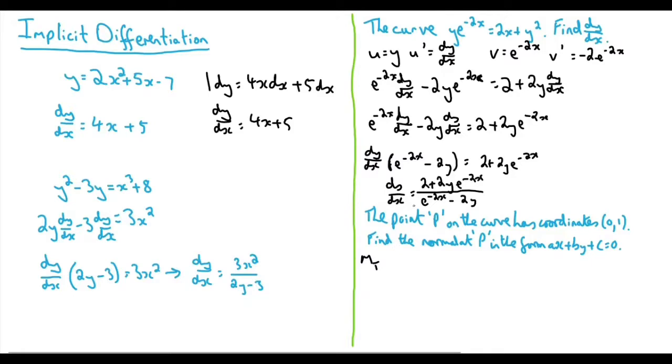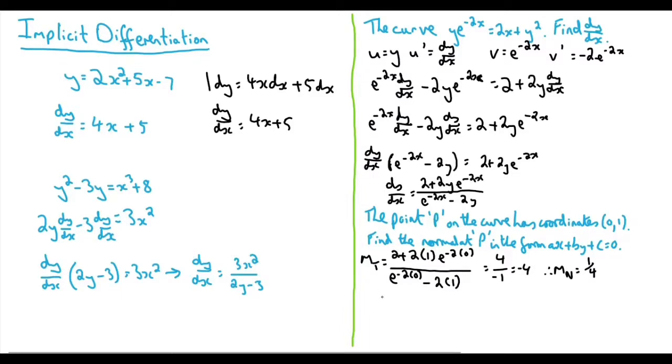So for the gradient of the tangent, we can just take this gradient expression here, and then make the x coordinate 0 and the y coordinate 1. So that'll be 2 plus 2 lots of 1, then e to the minus 2 times 0, and then underneath here, e to the power of minus 2 times 0 minus 2 times 1. Together, this is going to get you 4 over minus 1, which is just minus 4. Therefore, the gradient of the normal is going to be a quarter, because it's a negative reciprocal. Change the sign and make it 1 over.